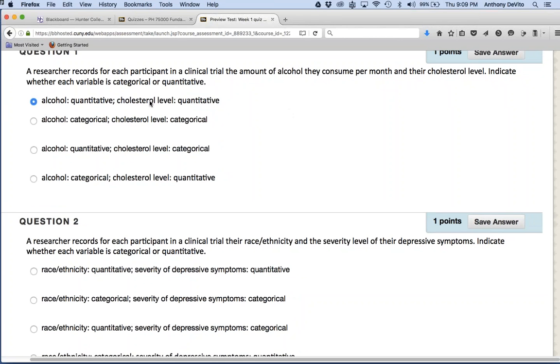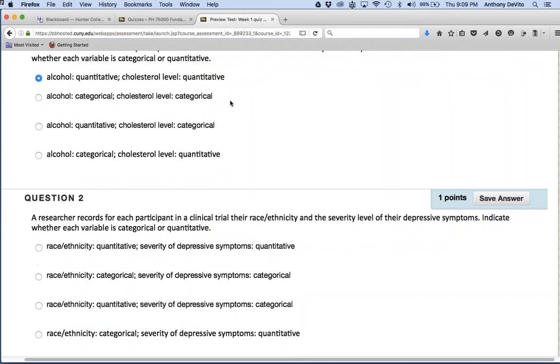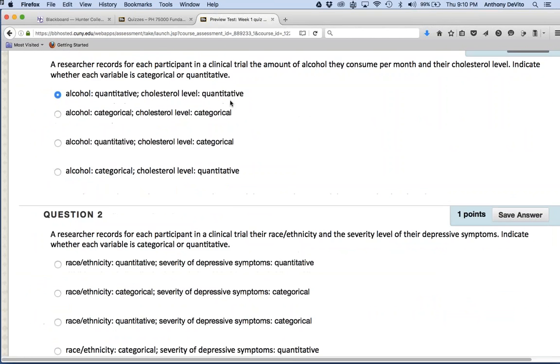Now, cholesterol level could be categorical if you were just putting it into categories: high, low, good, or something like that. Okay, let's take a look at the next one.